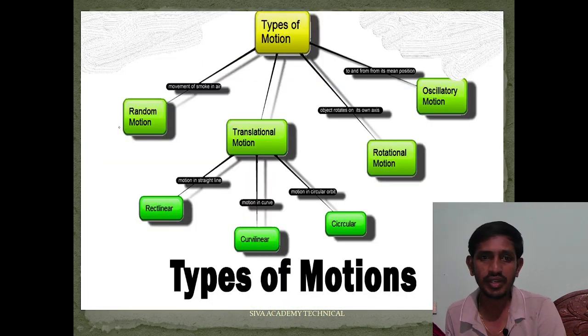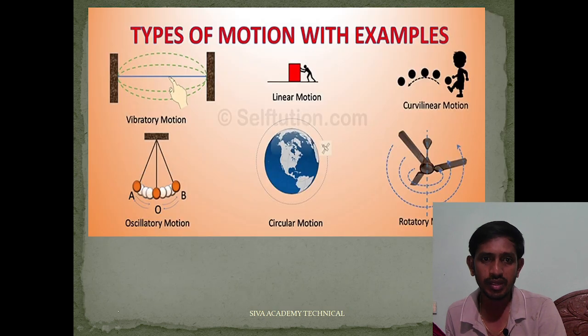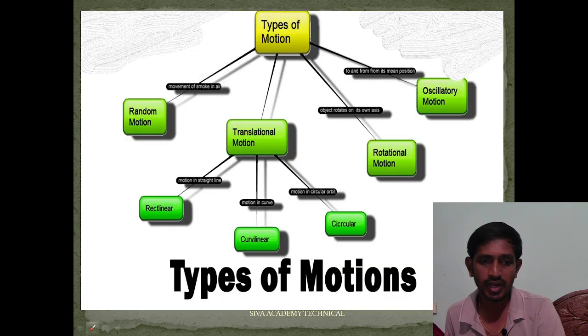Here we have random motion. So this is random motion, translational motion, rotational motion and oscillatory motion. In translatory motion we have subcategories: rectilinear motion, curvilinear motion and circular motion.